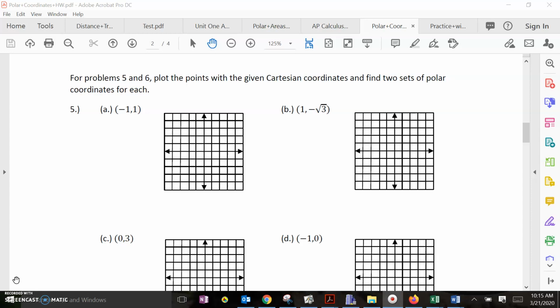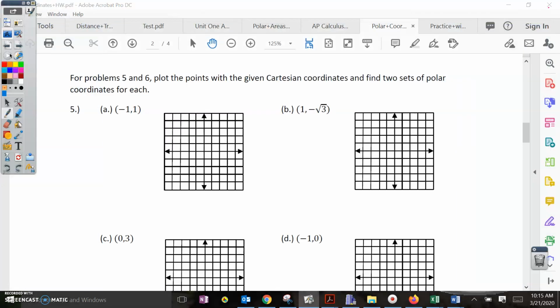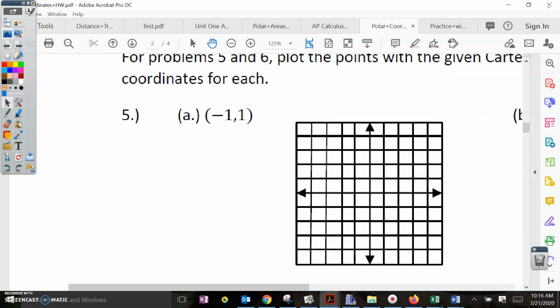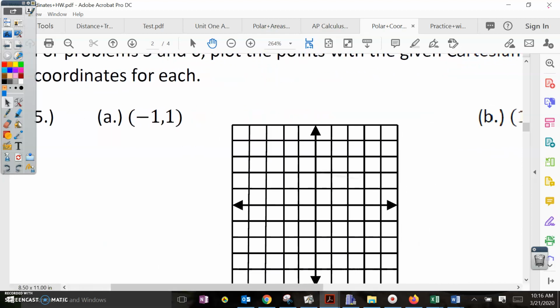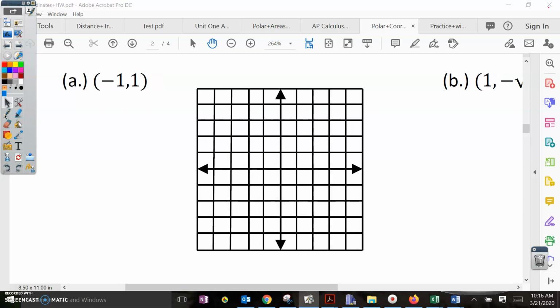Okay, so as far as finding the polar coordinates based off of these Cartesian coordinates, there's not really anything super tricky about it. Let's go ahead and take a look at one example here, or a couple of examples. Let me zoom in on this a little bit. We're going to find the polar coordinates for the Cartesian coordinate (-1, 1). So that's this point right here.